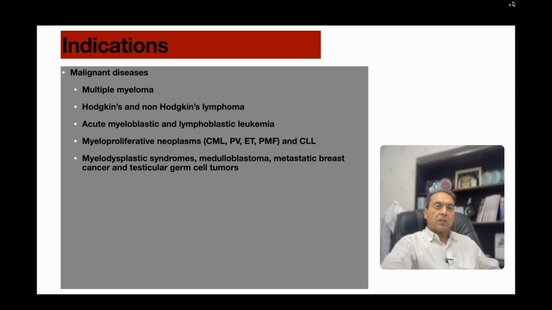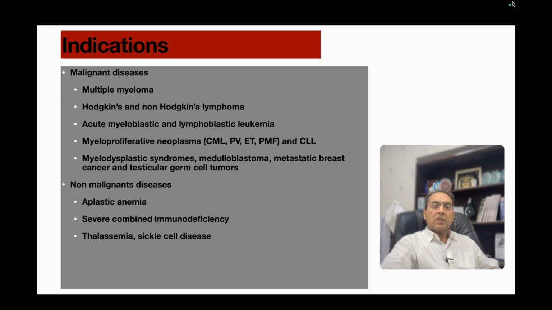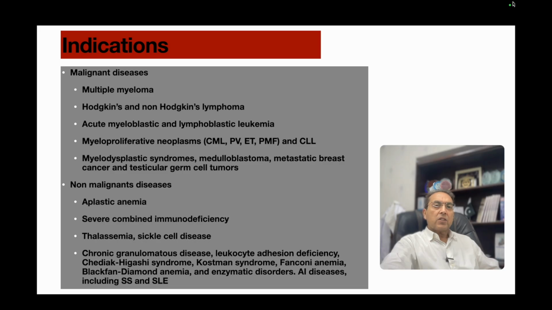Then there is myelodysplastic syndrome. It can be used in other tumors like solid tumors, medulloblastoma, metastatic breast tumors, and testicular germ cell tumor. And then there can also be indications in non-malignant conditions. For example, aplastic anemia, which is an autoimmune destruction, severe combined immunodeficiency, thalassemia, sickle cell disease, and conditions like chronic granulomatous disease, leukocyte adhesion deficiency, Chediak-Higashi syndrome, Kostmann syndrome, Fanconi's anemia, Diamond-Blackfan anemia, and enzymatic disorders. It is also being used now and tried in autoimmune conditions like systemic sclerosis and systemic lupus erythematosus.